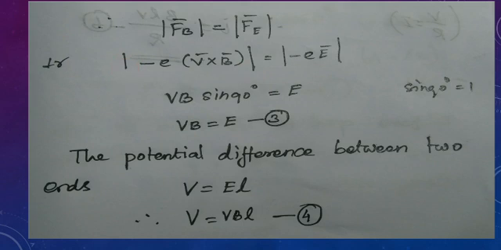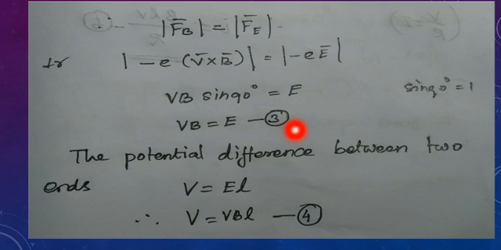Here the magnetic field is perpendicular, therefore vB sine theta. Why do we have sine theta? Because the magnetic field is perpendicular. Sine 90 degrees is equal to 1. Therefore vB is equal to E. This is equation number 2, where sine 90 degrees equals 1.